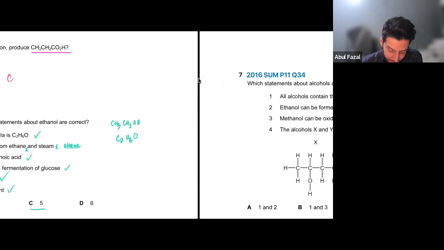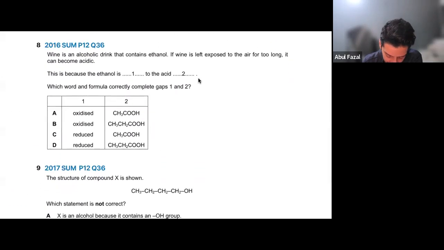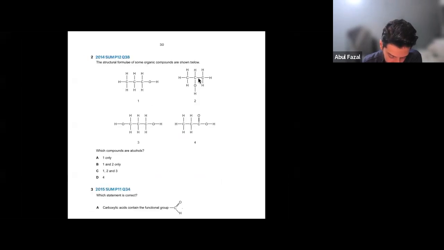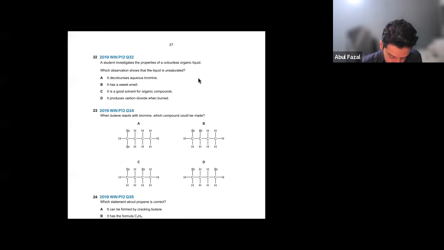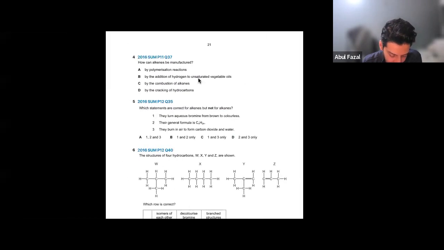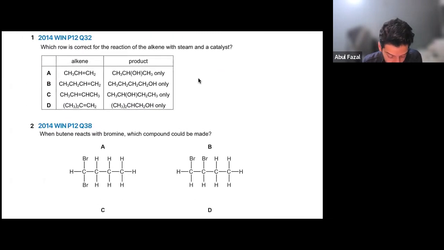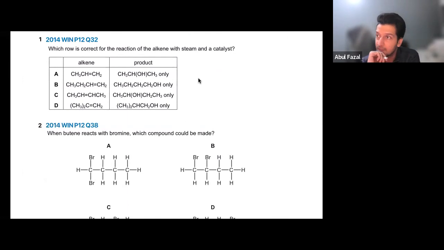All right. Yeah, I think this is good. Let's go back to alkenes. Now, alkenes might be a little different because that had the most chemical reactions. If you remember alkenes reactions, which row is correct for the reaction of alkenes with steam and catalyst?